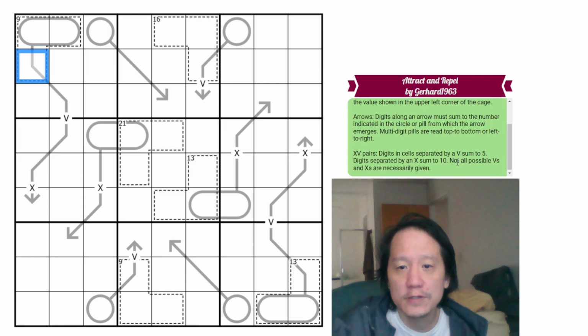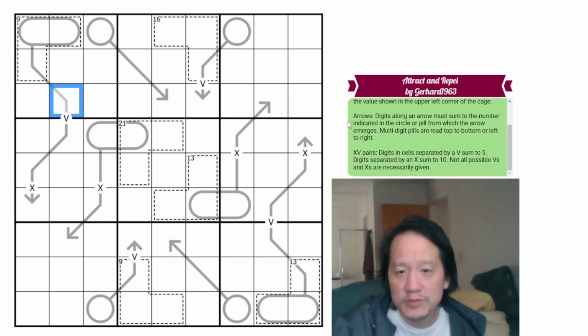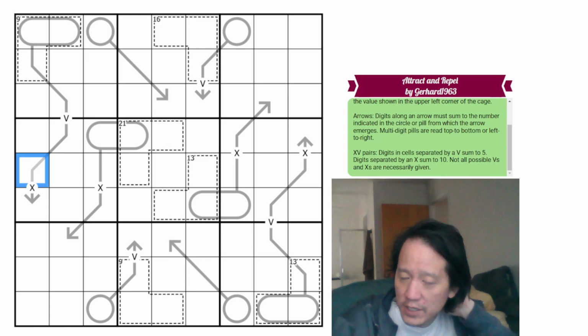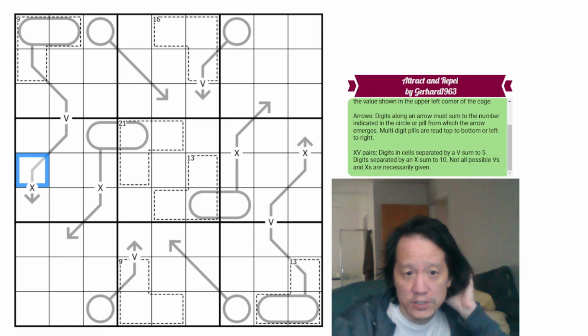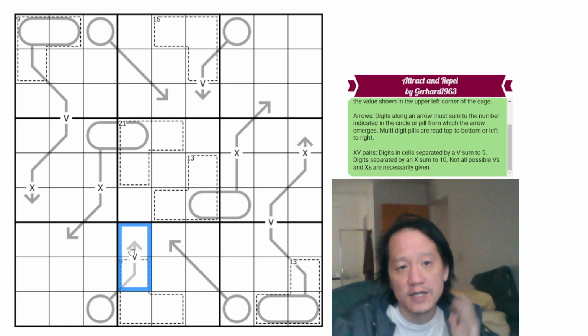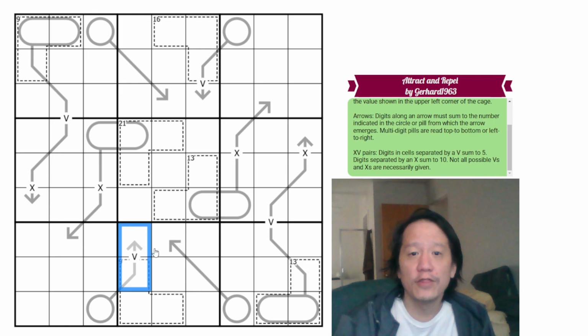XV pairs. Digits in cells separated by a V sum to 5. So, for example, if this was a 2, this would have to be a 3 to add up to 5. Digits separated by an X sum to 10. So if this was a 4, this would have to be a 6 to add up to 10. Not all possible V's and X's are necessarily given. So it's just basically information given about the cells, which are divided by the V's and X's. And those are all the rules.